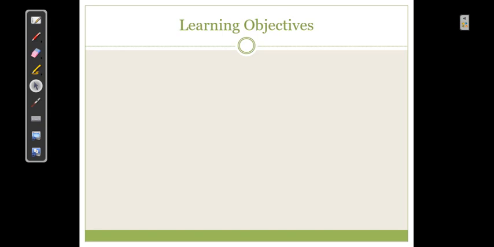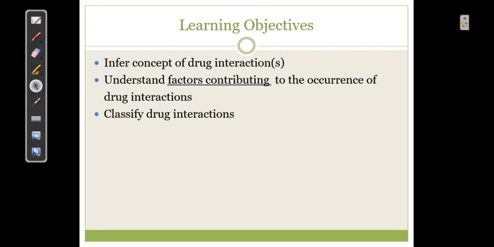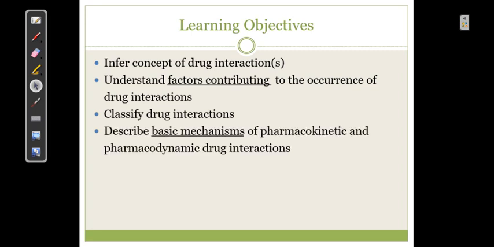At the end of this learning session, you will be able to infer the concept of drug interaction. You will be able to understand the factors contributing to the occurrence of drug interaction. You will be able to classify drug interaction, and describe in detail the mechanisms of the pharmacokinetic as well as pharmacodynamic interaction. In your syllabus, pharmacokinetic mechanisms are mentioned in detail.